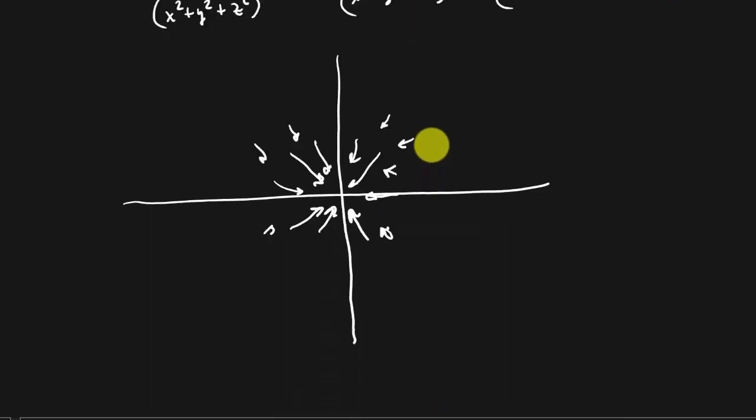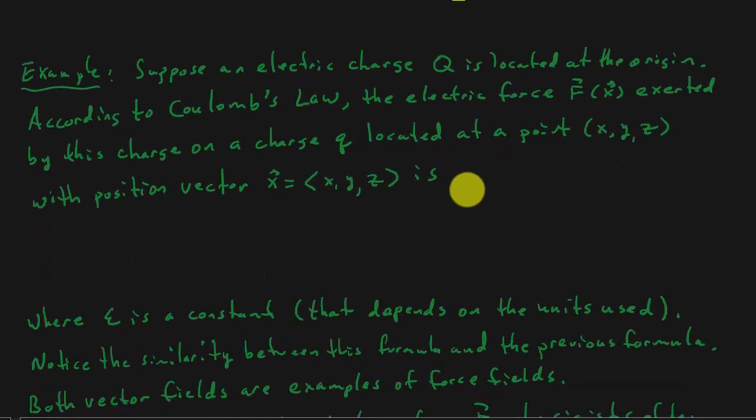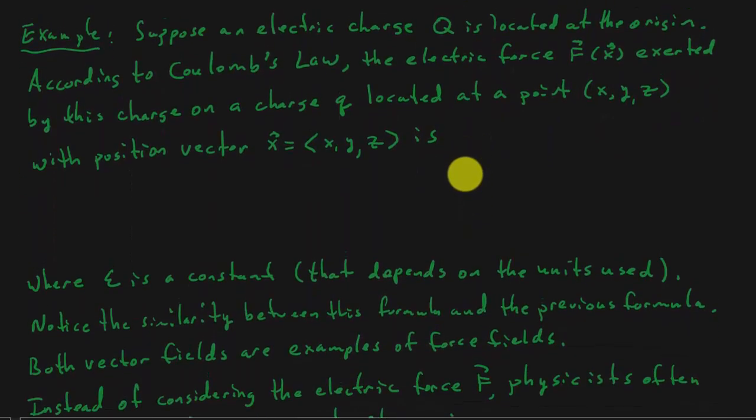Okay. All right, let's look at this one. It says, suppose an electric charge Q is located at the origin. According to Coulomb's law, the electric force, F of X, exerted by this charge on a charge q located at a point x, y, z with position vector x is equal to... All right. So let's take a look and see what this would look like.